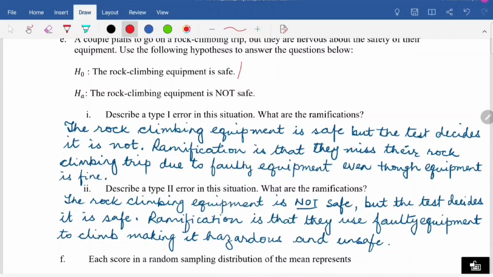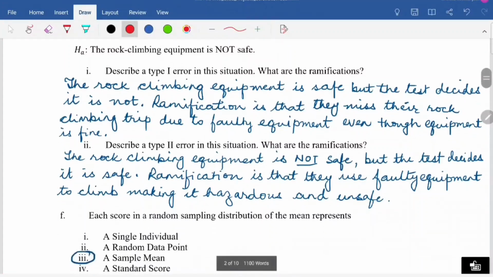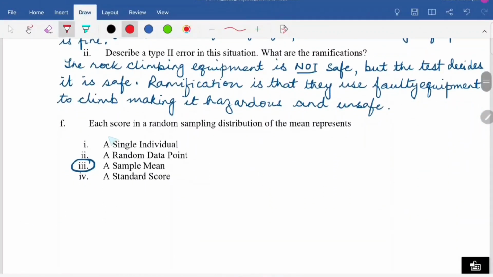You will get a similar question in the test. Okay. Part F says each score in a random sampling distribution of the mean represents what? A single individual, a random data point, a sample mean, a standard score.